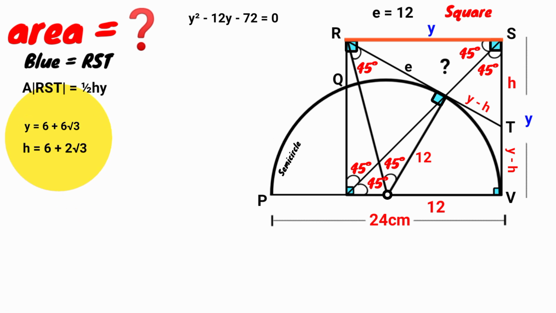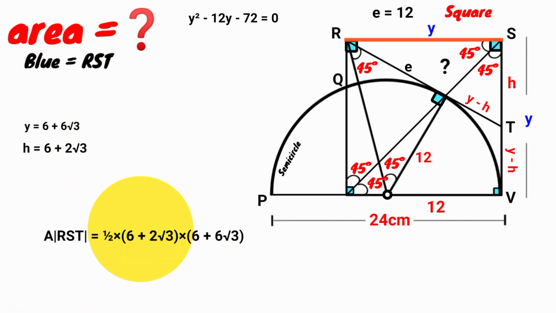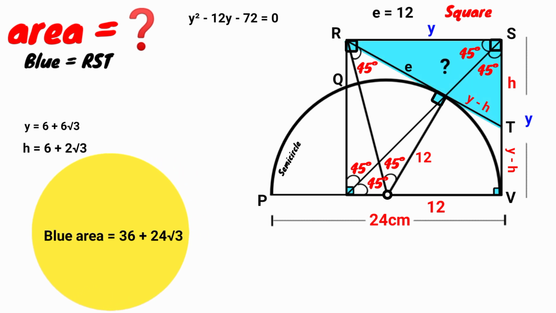We found y equal to 6 plus 6 root 3 and h equal to 6 plus 2 root 3. Substitute it here. 1 over 2 times 6 plus 2 root 3 is 3 plus root 3. Multiply it by 6 plus 6 root 3. It is 36 plus 24 root 3. So therefore, blue area equal to 36 plus 24 root 3.